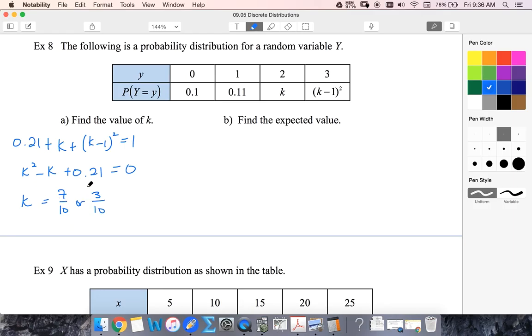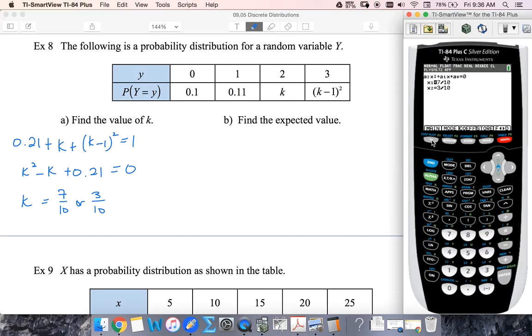So now that I know my k values, I want to make sure that they work. So let's come back and test both of them. All right, so I'm going to put in 3/10, and then I'm going to store that as a. And so then I'm going to say 0.1 plus 0.11 plus a minus 1 squared. All right, we get 1.